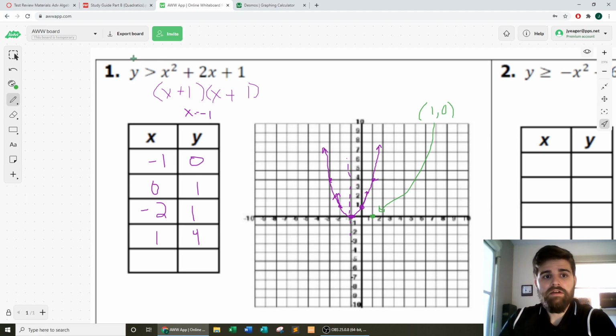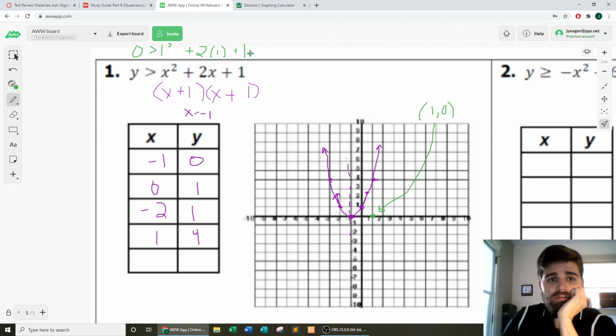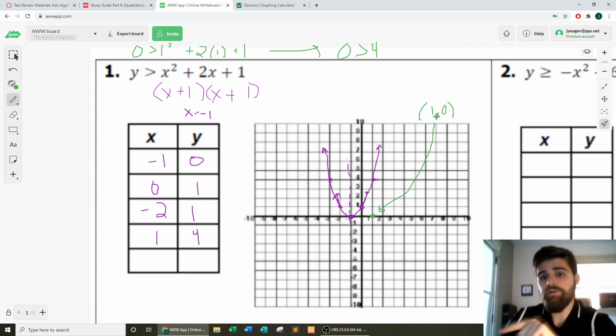Let's plug it in. So 0 for y, greater than 1 squared plus 2 times 1 plus 1. Okay, so I get 1 squared is 1, plus 2, plus 1 is 4. So I get 0 is greater than 4. 0 is not greater than 4. That tells me that this point right here is not part of the solution set. It means the solution is the other side of the parabola. We're going to shade on the inside.